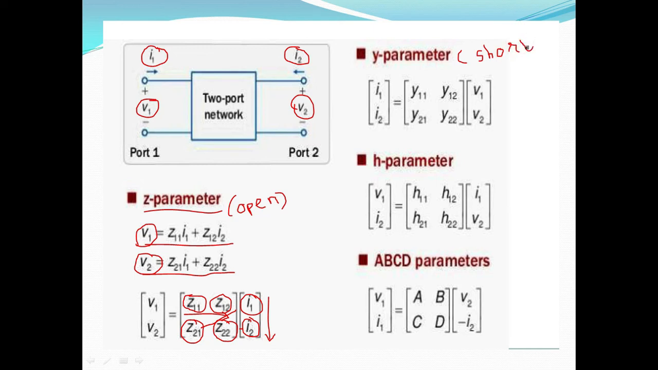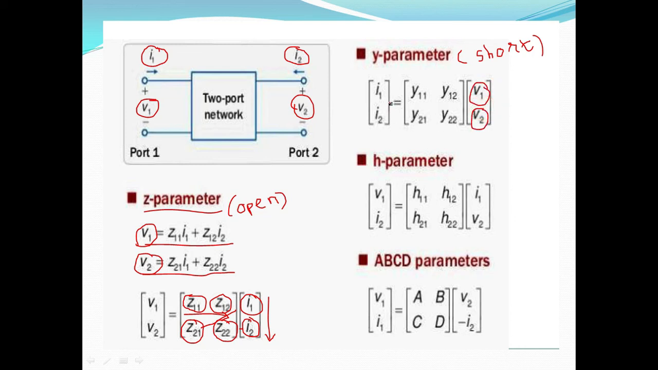Here is the short circuit parameter. Why is it called the short circuit parameter? Because of this current parameter. I1, I2 are the two parameters, Y11, Y12, Y21 and Y22 are the Y parameters, and here its coefficients are V1 and V2.